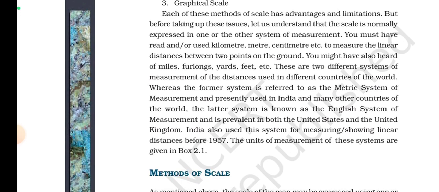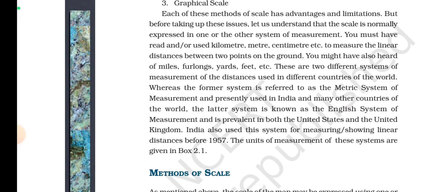Each of these methods of scale has advantages and limitations, but before taking up these issues, let us understand that the scale is normally expressed in one or the other system of measurement. You must have read and used kilometer, meter, centimeter, etc. to measure the linear distances between 2 points on the ground. You might have also heard of miles, furlongs, yards, feet, etc. These are two different systems of measurement of distances used in different countries of the world. The former is referred to as the metric system of measurement and is presently used in India.